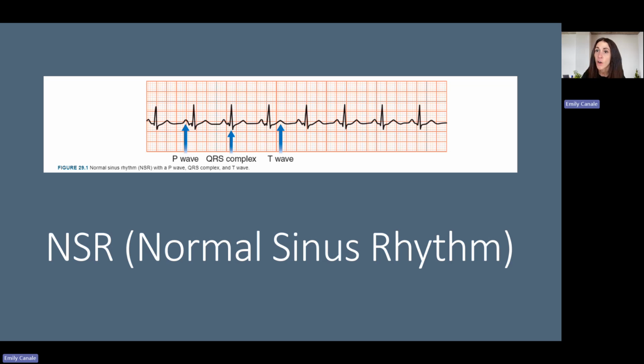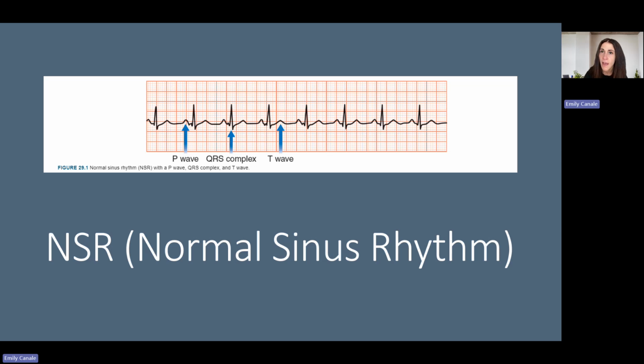I want you to then always make sure that you have a normal looking P wave before every single QRS complex. So I'm looking: P wave, P wave, P wave. Again, they're upright. The first waveform that you're normally going to see is that P wave, and that represents atrial depolarization. It should always be upright with a rounded top to it.